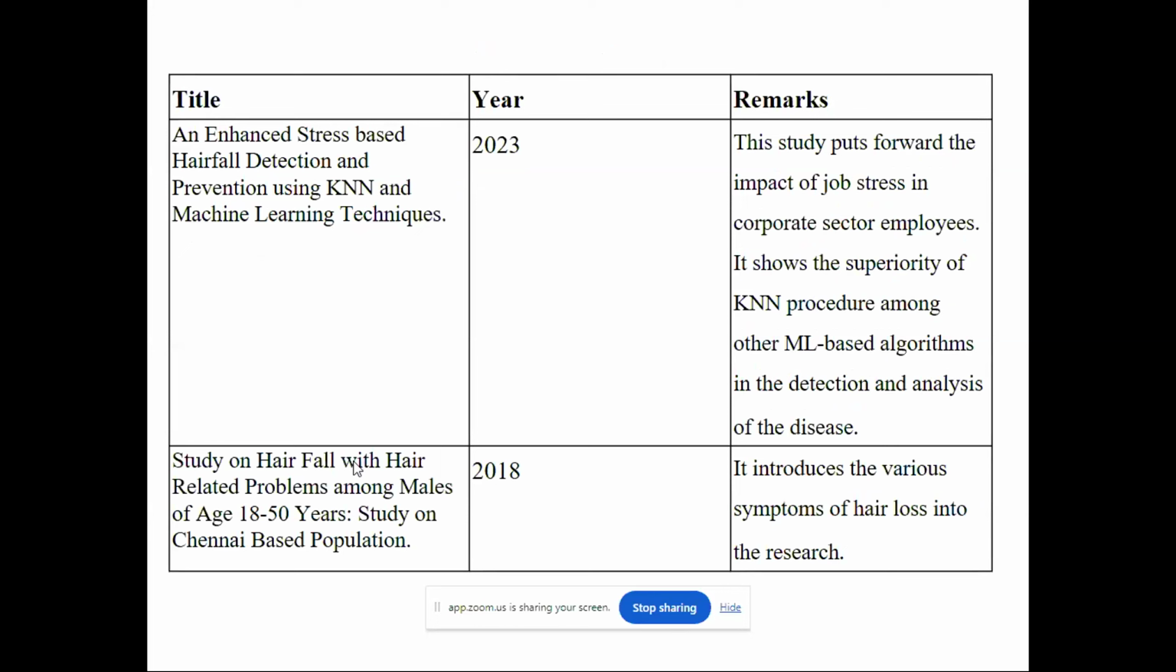Another paper was a study of hair fall with hair related problems among males of age 18 to 50 years, a study on a Chennai based population, published in 2018. It introduced various symptoms that are related to hair loss.